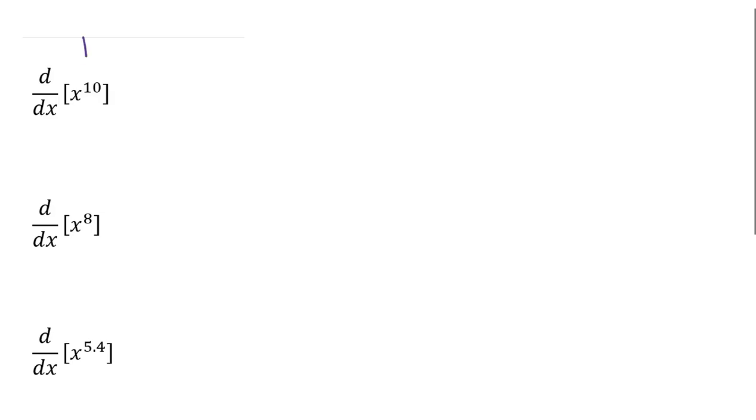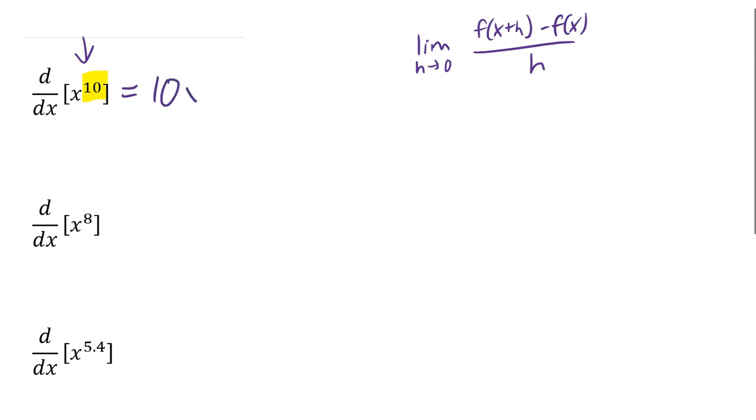Let's say I want to do the derivative of x to the 10th power. I could do the whole limit definition of a derivative, where I do f of x plus h minus f of x all over h and take the limit as h approaches 0. Or I could use this really handy trick where I just bring the exponent, 10, down to the front and make the power one smaller. One smaller than 10 is 9.